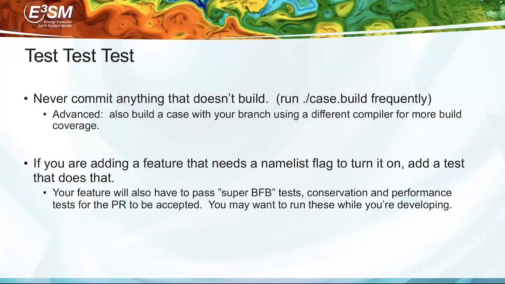And in the advanced case, you might have a second copy of your branch in another case with a different compiler, and you can test the build there and catch problems. It's always something like, oh, GNU caught this, but Intel didn't. You can find those yourself early.